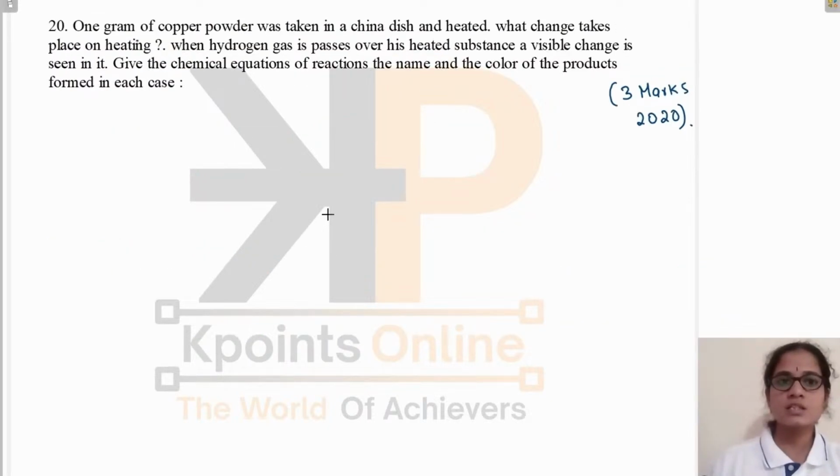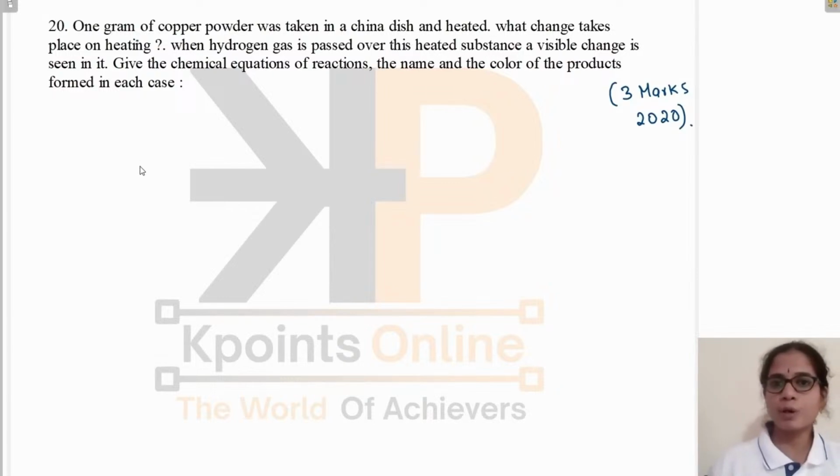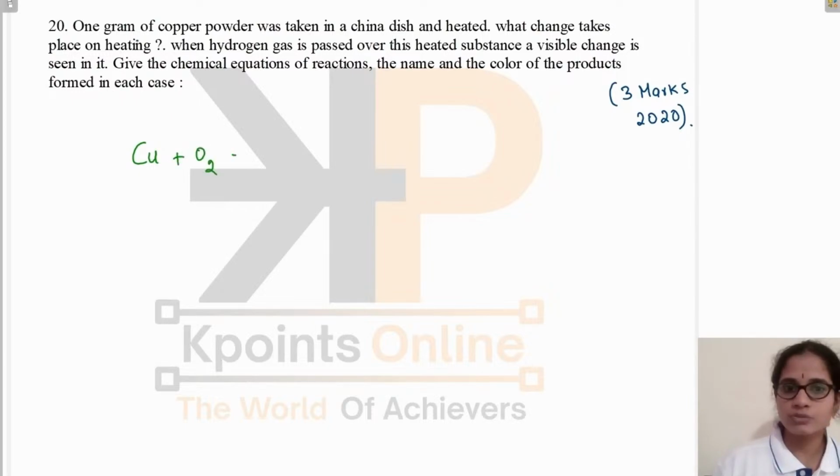Okay. The next question is: 1 gram of copper powder was taken in a china dish and heated. What changes take place on heating? When hydrogen gas is passed over this heated substance, a visible change is seen in it. Give the chemical equations of the reactions, the name and the color of the products formed in each case. Okay. See here, when copper powder is heated, what happens? When copper powder is heated, it reacts with oxygen to form copper oxide. Okay. Initially it was brown in color. Once you heat it in the presence of oxygen, it becomes black in color. It is due to the formation of copper oxide.